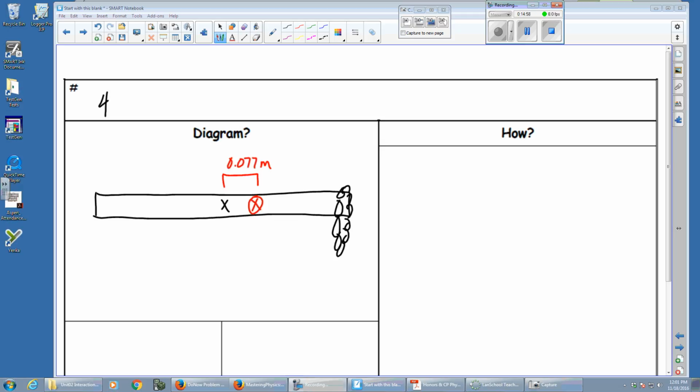Okay. And of course, we know that the whole stick is 1 meter long. And then, of course, this would be at 0.5 meters. Where the center of mass of the meter stick is should be halfway along the meter stick. Right?